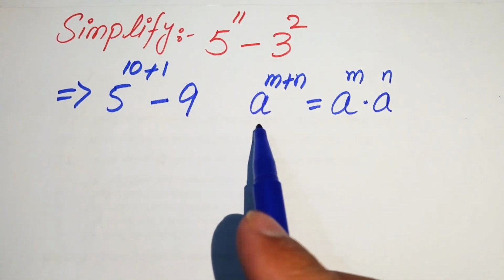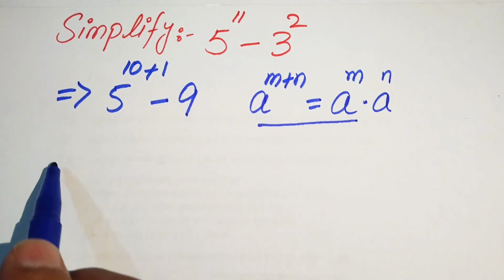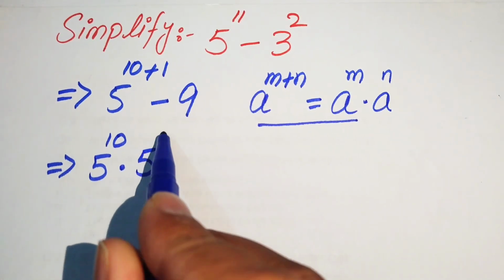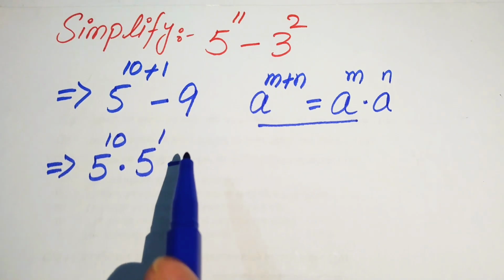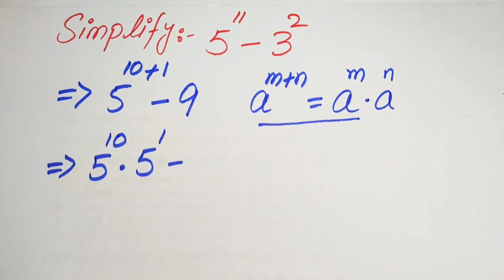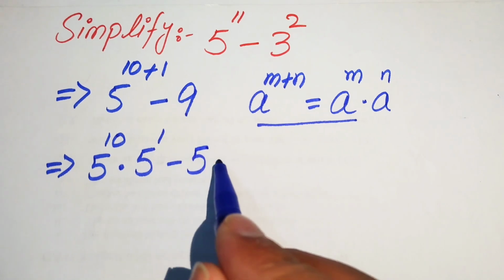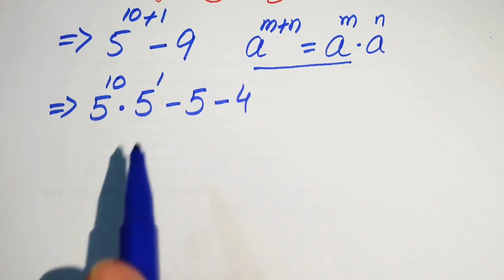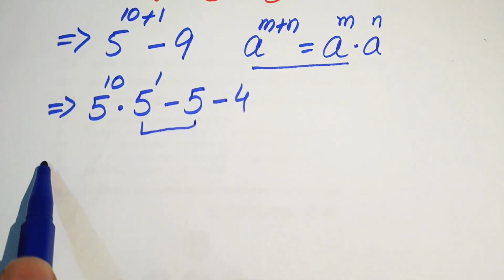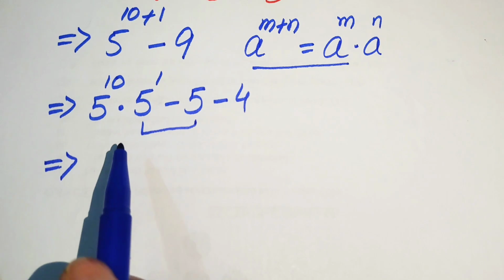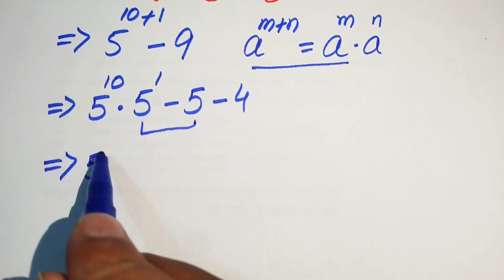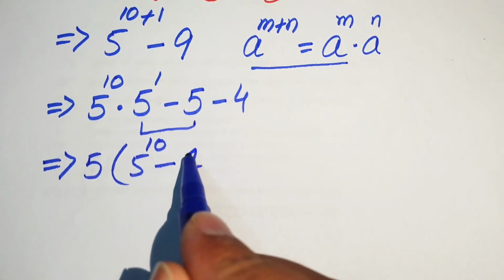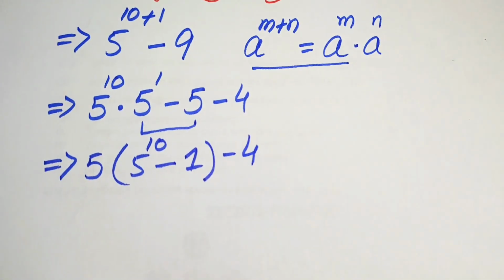According to this exponential law, we break this exponent and write it as 5 to the power of 10 into 5 to the power of 1, minus this 9, and we write this 9 as 5 and minus 4. Now you see we have 5 as a common term on these two terms, so after taking the common 5, we write this expression as 5 times 5 to the power of 10 minus 1, and this is our minus 4.